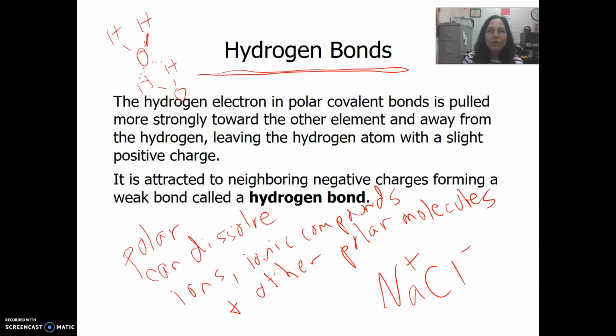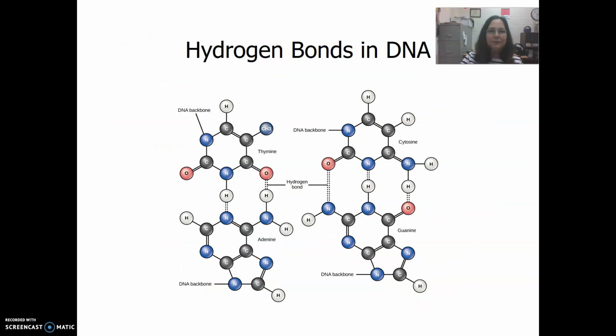A hydrogen bond doesn't form a compound or a molecule. It is a bond between different molecules that kind of holds them together. Think about what water does whenever it rains on your windshield. It kind of forms beads or droplets. That's because those water molecules are attracted to each other. Or when you spill water or a liquid on the floor, it forms puddles. It doesn't just spread evenly out on the floor. That's because the water molecules are attracted to each other by hydrogen bonds.